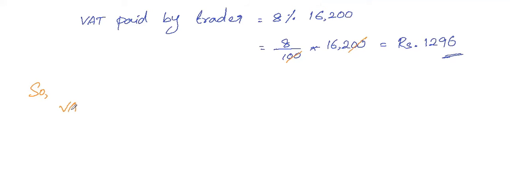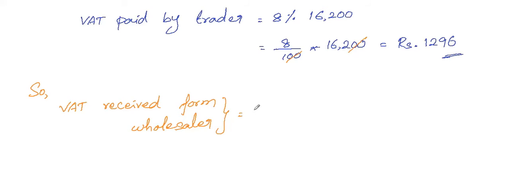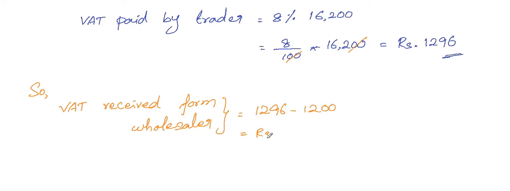Now find the VAT received from the wholesaler, which is 1,296 minus 1,200, which is 96 rupees.